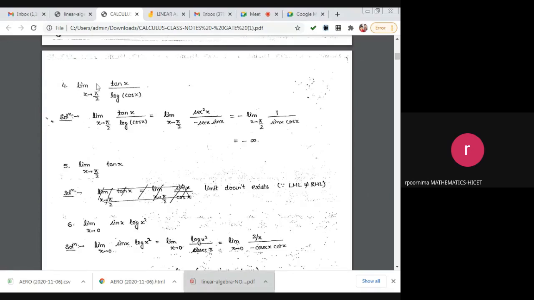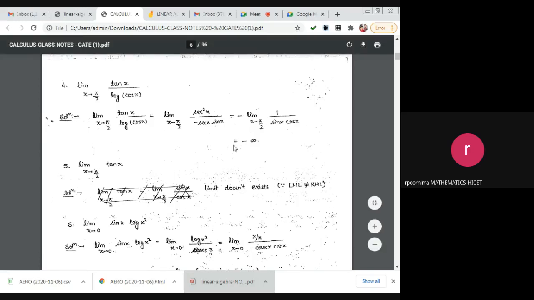Then limit x tends to pi by 2 of tan x by log cos x. Again you have to apply your L'Hospital's rule. So you differentiate, then you rearrange the terms like your previous term. Secant square x means it will be 1 by cos square x. So after simplifying the term, you will be getting minus infinity. Okay, this is the answer.